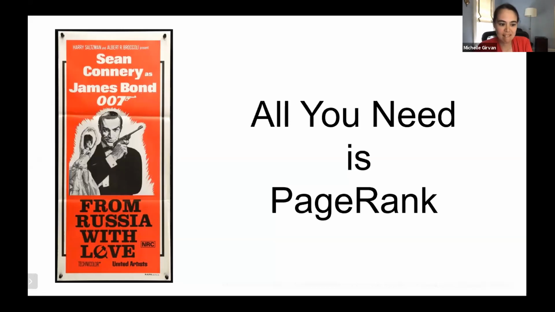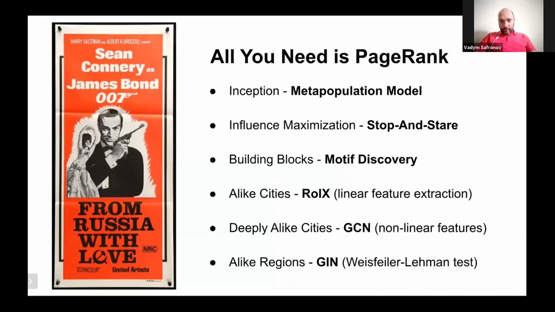All you need is PageRank. As the metapopulation model is done, we dive into the topology of commuter flows between geographies. And here's a brief overview of problems addressed in this journey.